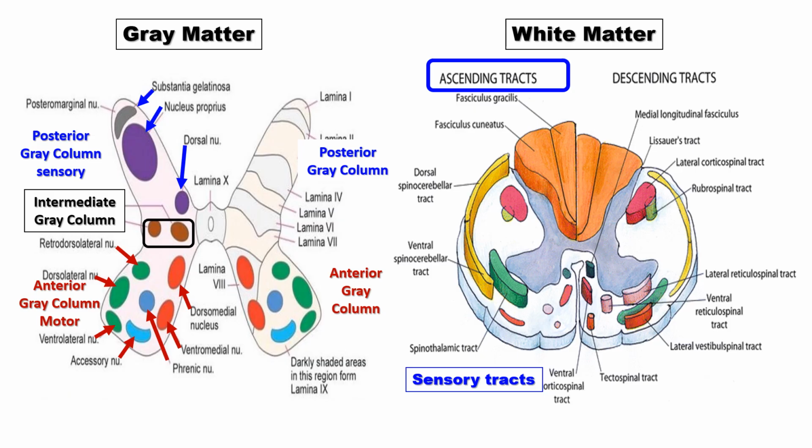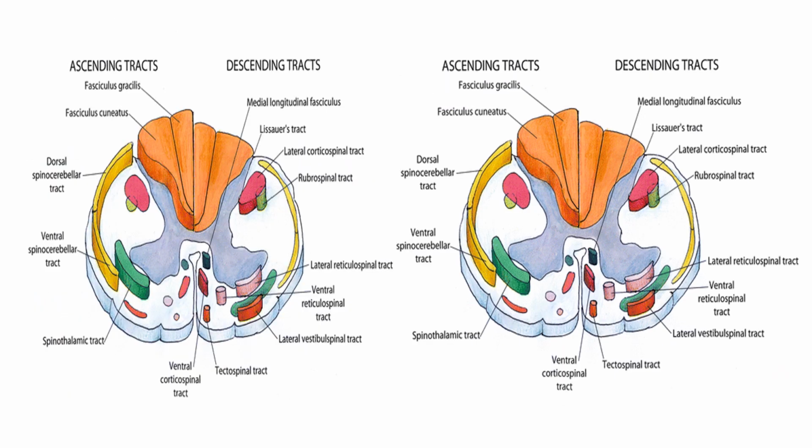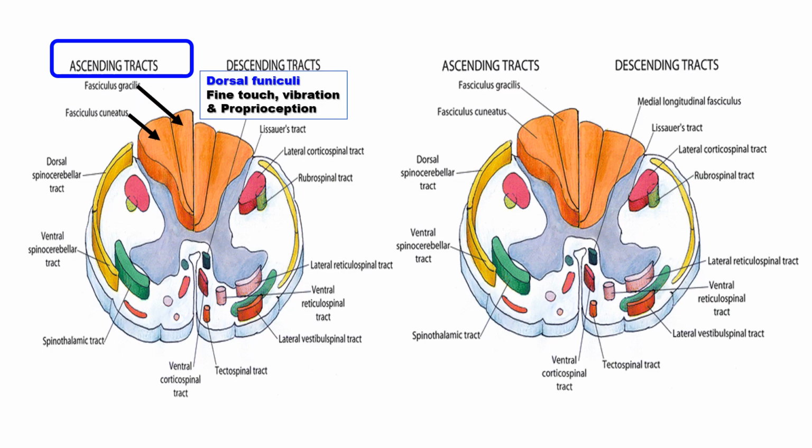White matter consists of ascending tracts which are sensory in function, and descending tracts which are motor in function. Coming to the ascending tracts or sensory tracts, in the dorsal funiculus we have two major tracts, fasciculus gracilis and fasciculus cuneatus. These two tracts mainly carry fine touch, vibration and proprioceptive impulses.